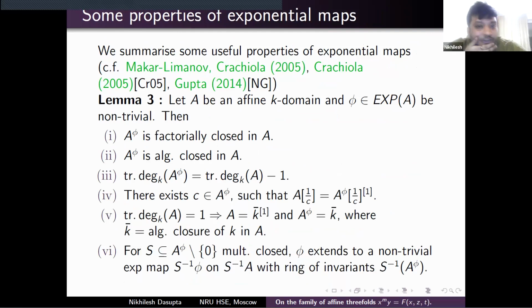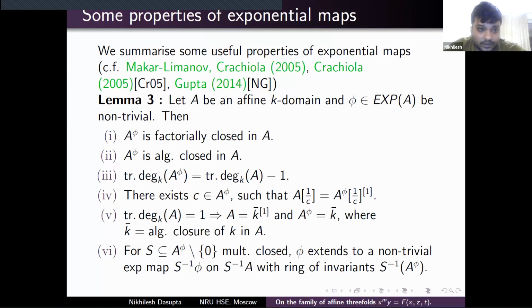So, some properties of exponential maps. Again, I will give a few references if you want to take a quick look at what properties can be used for exponential maps. They probably originally appeared in Miyanishi's lecture notes, but were written nicely in the articles by Makar-Limanov and Kraskiolov of 2005, another article of Kraskiolov of the same year, and also the paper of Neena Gupta. So let A be an affine K-domain and phi belonging to EXP(A) be a non-trivial exponential map.